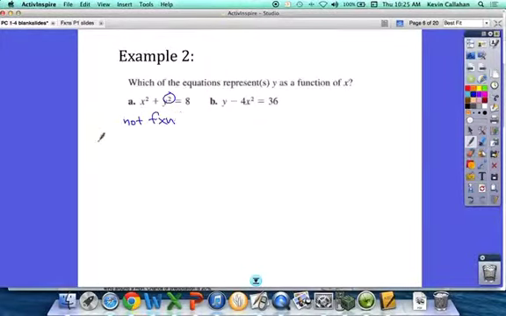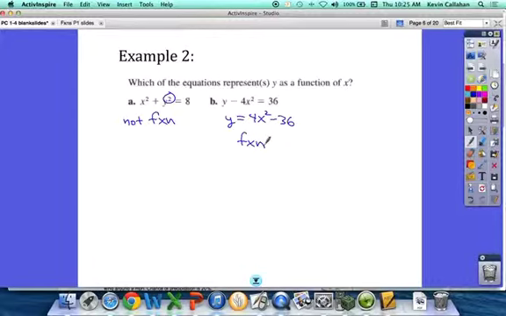But look at b, y is raised to the first power. I can solve that, right? That would be y equals 4x squared minus 36. I will only give one y value for every x now. So that's a function. The only thing you're looking at is what is the exponent. So this is a function.